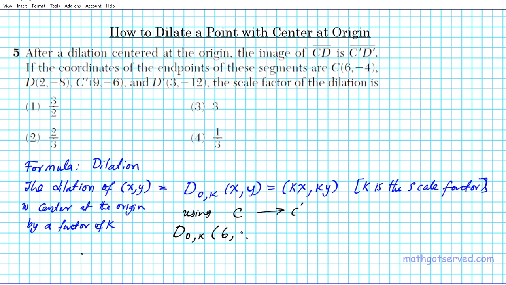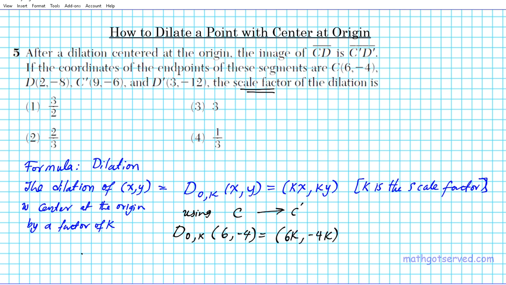C is 6 comma negative 4. We're going to be dilating C with the origin as the center, by a factor of k. Okay, what is k? K is a scale factor. What is it? That's what we're looking for. We don't know what it is yet. So if we dilate 6, negative 4 about the origin by a scale factor of k, what we're simply doing is multiplying the coordinates by k. So we're going to get 6k and negative 4k.